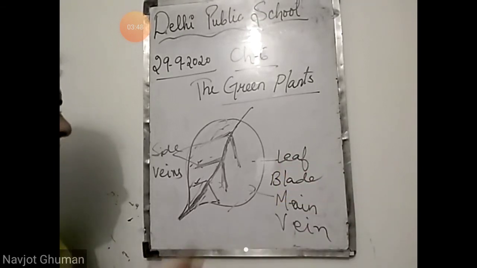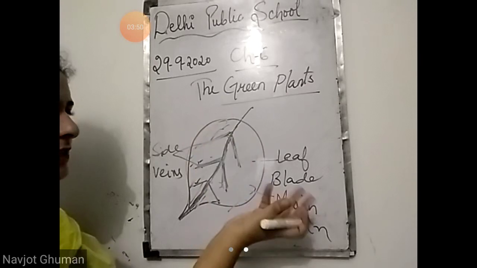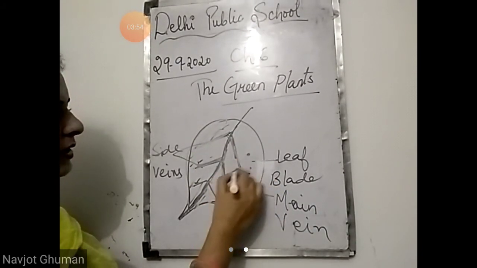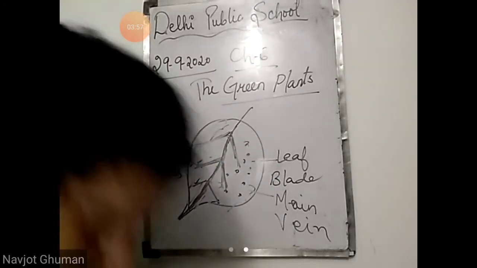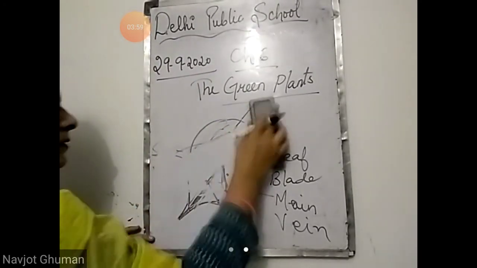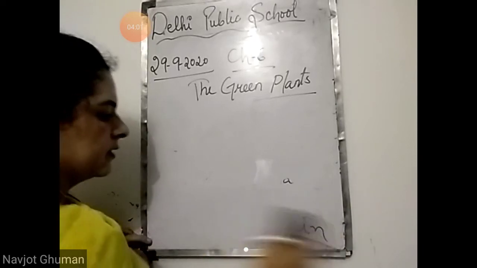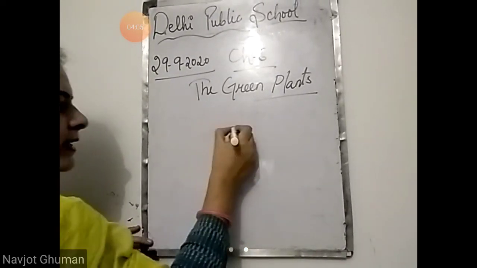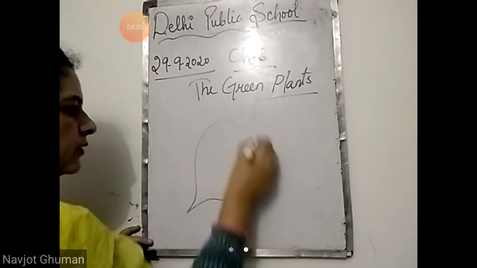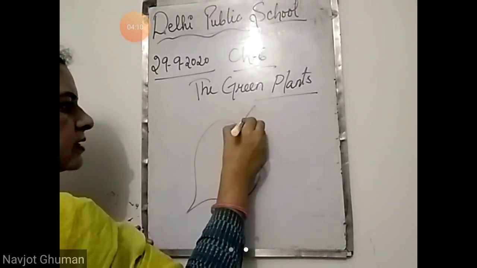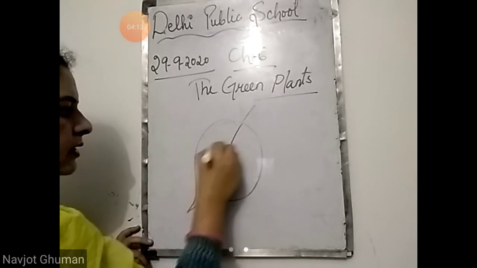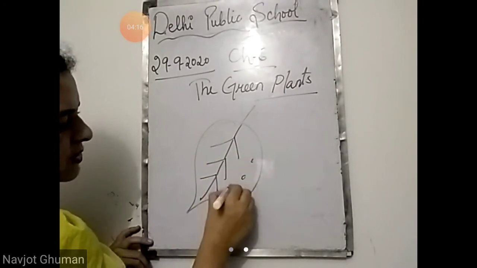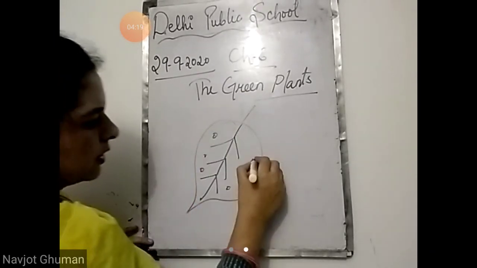Then the underside of the leaf, leaf के जो नीचे वाला part होता है उसमें openings होती हैं. Those openings are called stomata. But you have to learn these parts of the leaf and their functions. What is the function of each part of the leaf? The underside of the leaf has small openings called stomata.